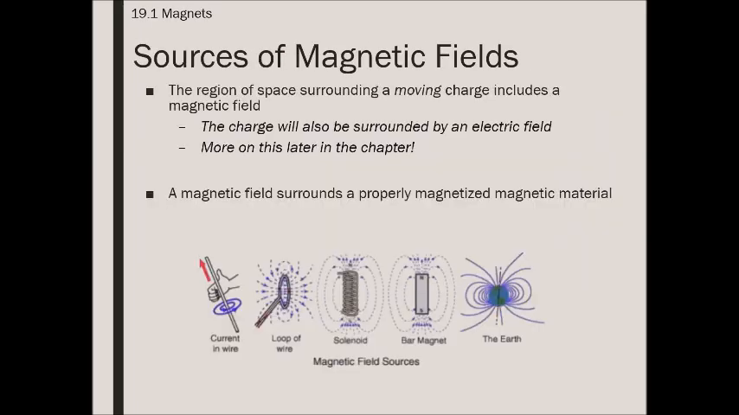So what are the sources of magnetic field? Well, throughout this chapter we're going to go through all the sources. So far we've talked about a bar magnet. Next we're going to talk about the Earth. But in the later parts of this chapter we're going to talk about these other sources of magnetic fields and being able to make an electromagnet.